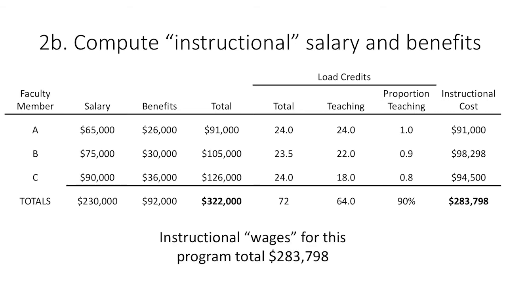Instructional wages is salary plus benefits. We look specifically, when we're talking about instructional costs, only at load credit for teaching assignments, and we modify salary and benefits by taking the proportion of total load credits spent in teaching and multiplying that proportion times total compensation for a faculty member, and that gives us instructional compensation or instructional wages. Complicated, I know, but one of the points I want to make is we can get really precise in how much it costs to deliver academic instruction to students.